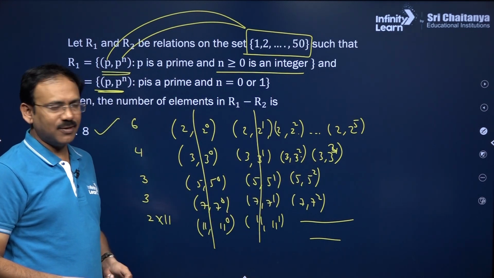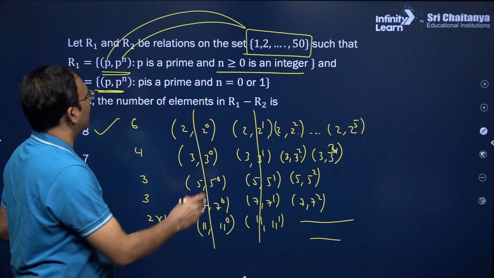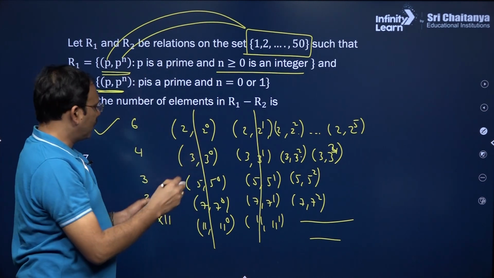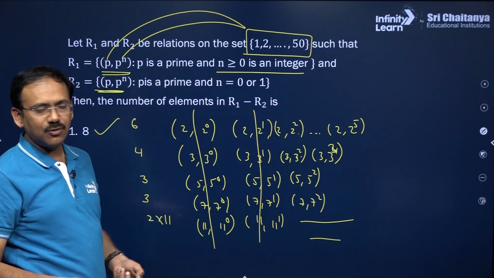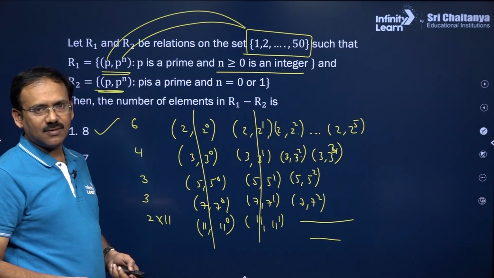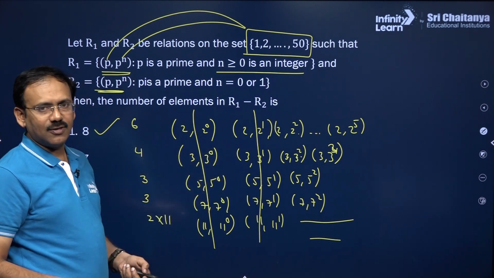That's all, simple. So you consider all the ordered pairs which are available in R1. From those you take out these, you are going to get 6. So 8 are left, that's it.